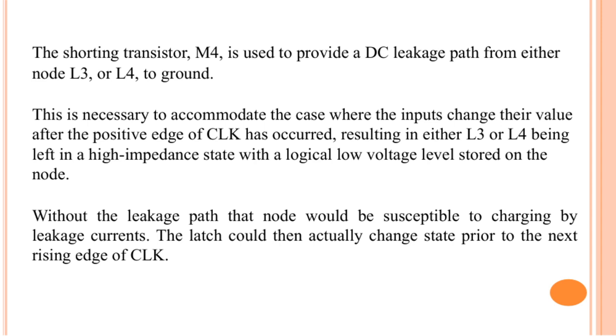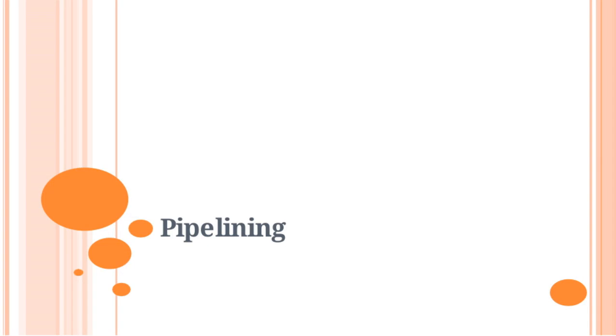Without the leakage path provided by M4, leakage currents could slowly charge this node, potentially causing the latch to change its state before the next clock edge arrives. So, the shorting transistor helps maintain the correct state and prevents unintended changes between clock cycles. Now, let's talk about pipelining.